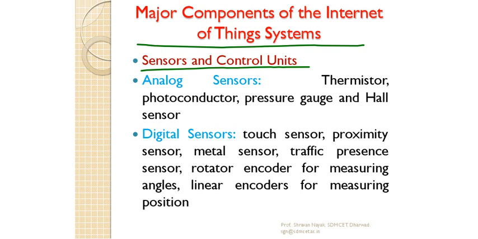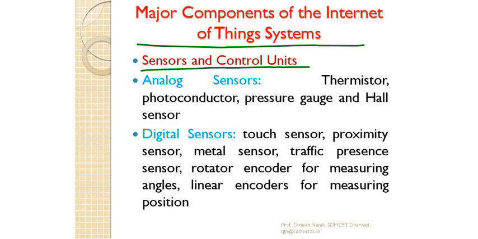And you have the digital sensors. You have touch sensors, touch screen, proximity sensor. When you go near a sensor, what happens, you know? Metal sensors, you must have seen them in big malls. Traffic presence sensor, rotary encoder for measuring angles, linear encoders for measuring positions, whatnot. These are a few which I have mentioned. Please remember, the very success of the IoT environment depends strongly on the kind of sensors. That is the reason why, along with measuring the quantities, you also require enriching the data, right?